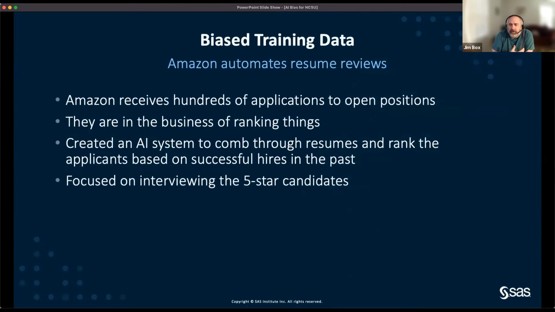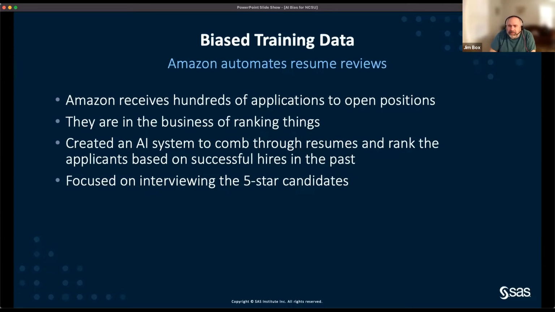The best way to illustrate this is to give you an example. So in about 2015, Amazon decided to undergo an AI project where, they get a lot of resumes for every position that they have open. And they realized, what? Our whole core business is to rank products and to say, if you like this, you'll like that. So why don't we apply that to the resumes that are coming in?